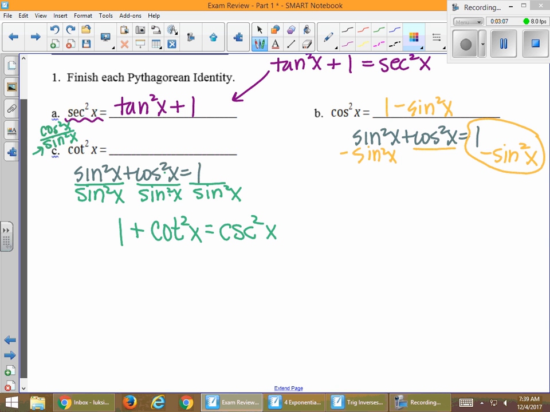The way I memorize this identity is that the co's go together, cotangent and cosecant. Only squares, though. And now, since I want cotangent squared by itself, I need to subtract this 1 over. So cotangent squared is the same as cosecant squared minus 1. Remember, when we're subtracting, that order matters. When we're adding, it doesn't. So make sure you keep that in mind.